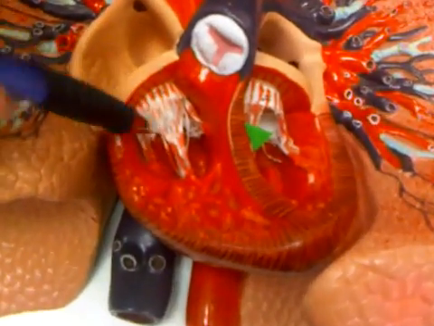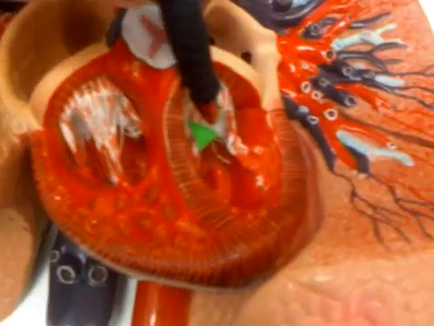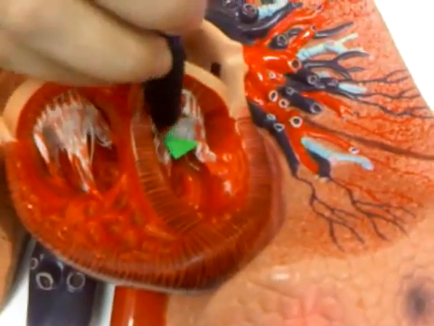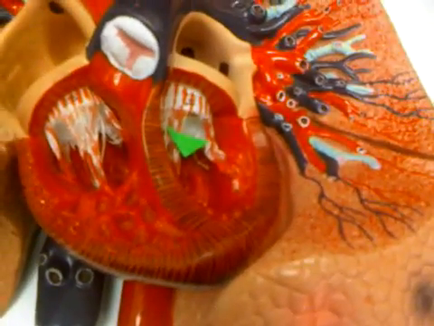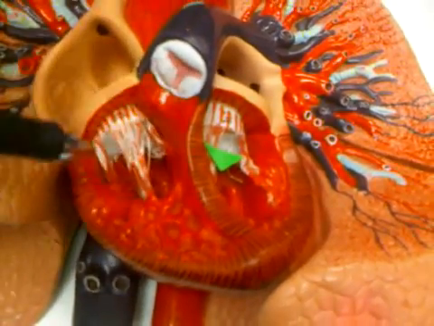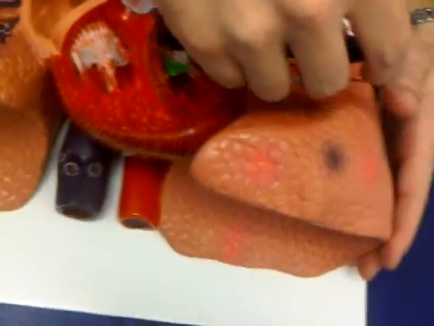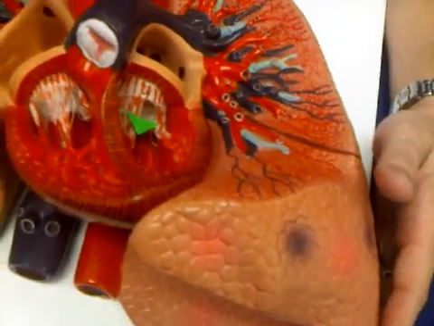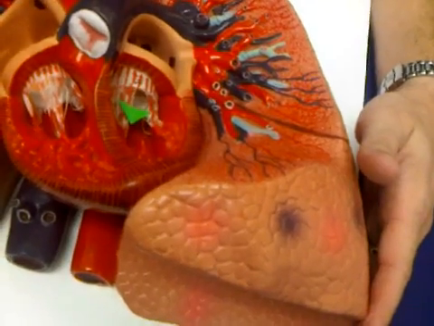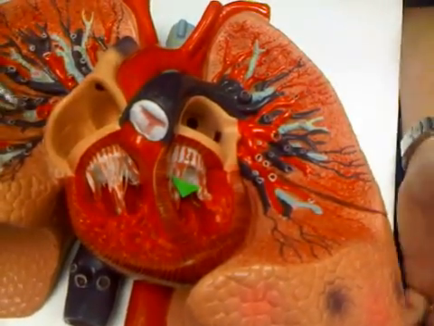Besides that, you have the tricuspid valve, which, like it says, has 3 cusps on the valve, and then you have the mitral valve, which is also known as the bicuspid valve, because there's 2 cusps. You have the pulmonic valve and the aortic valve over here, and they empty into the pulmonary artery, pulmonary trunk, and the ascending aorta, respectively.